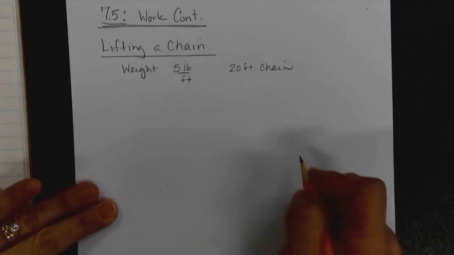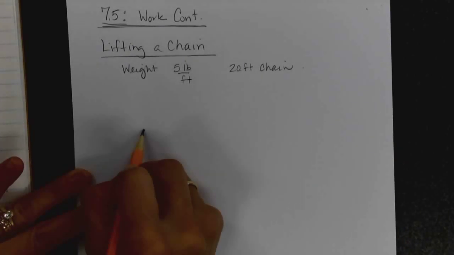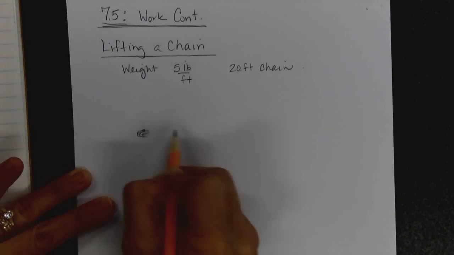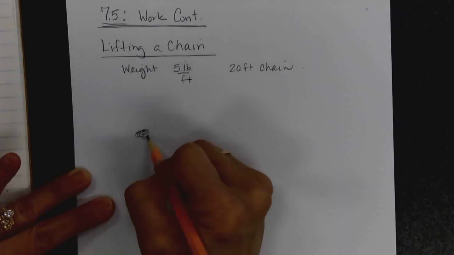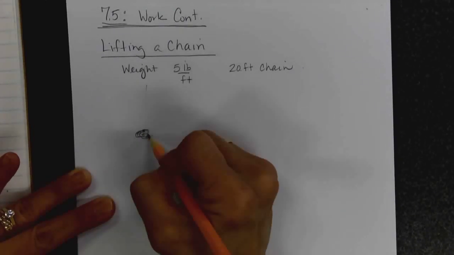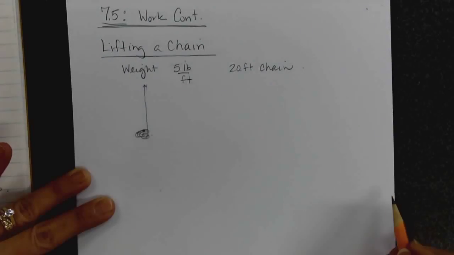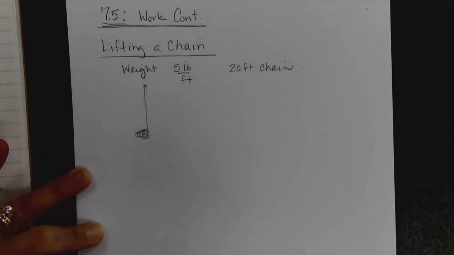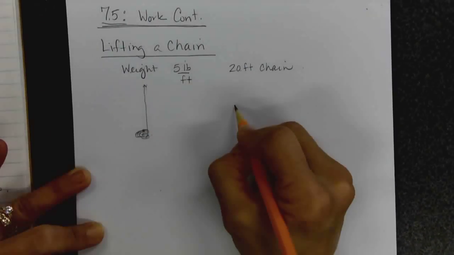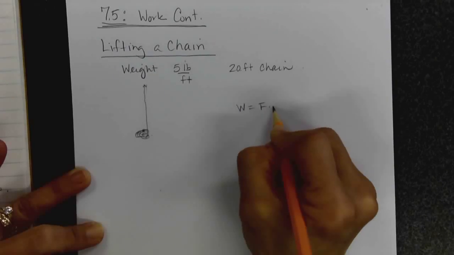Okay. So if I had a chain that's coiled up here, let's say this is chain, I'm going to grab one end of it and I'm going to lift it up. That's what we're talking about here. I want to know how much work. So remember, work is force times distance.